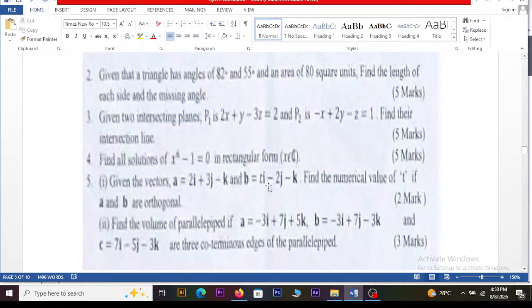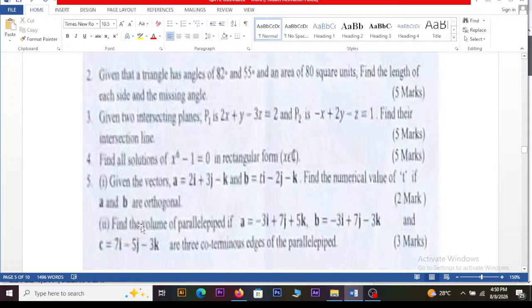I minus 2j minus k. Find the numerical value of t if A and B are orthogonal. This is the question for the vector.